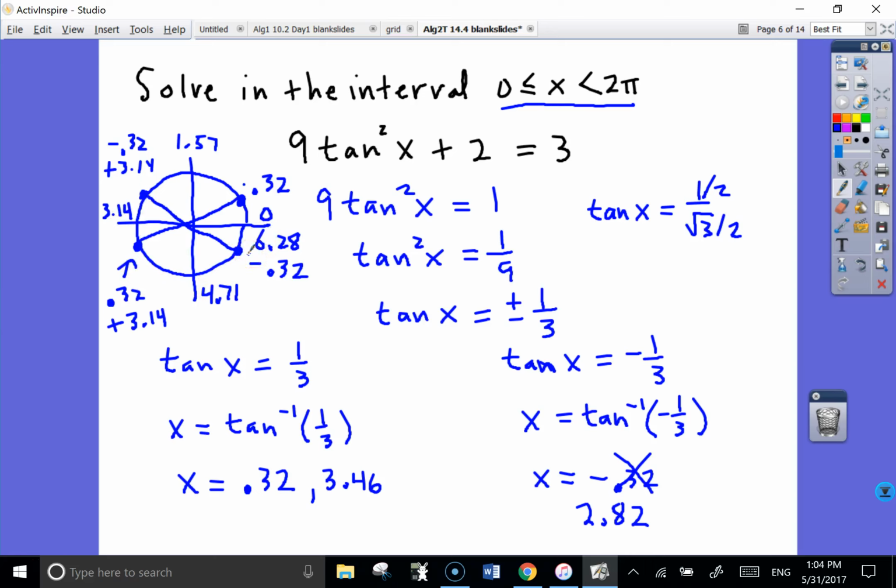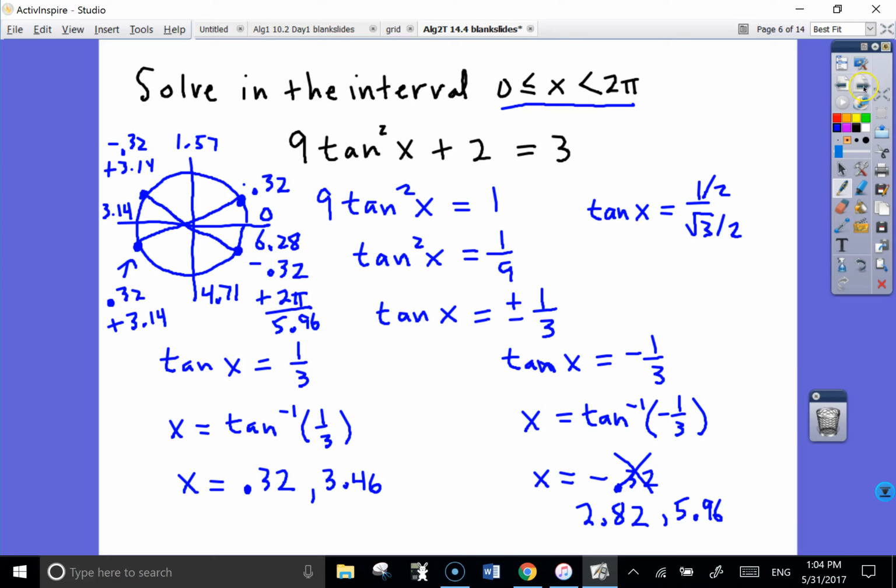So add 2 pi again. So this is going to be negative 0.32 plus 2 pi plus 3.14, which is 5.96. And again, I can't add pi again. That would take me beyond 2 pi. So those are the answers. 1, 2, 3, 4 answers.